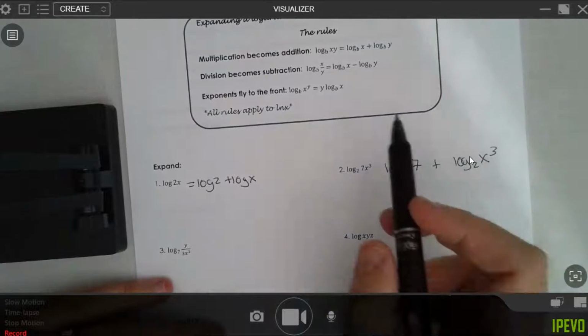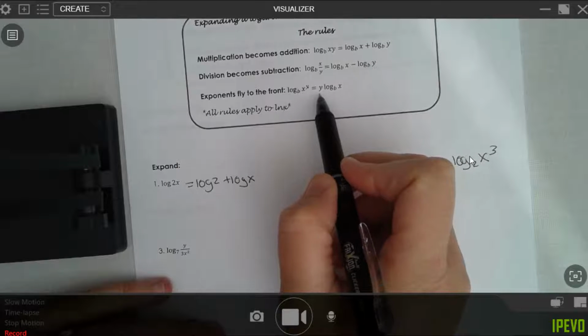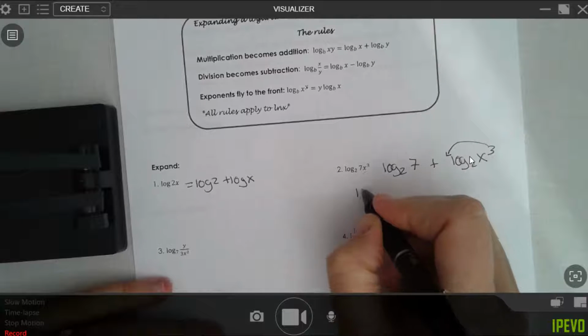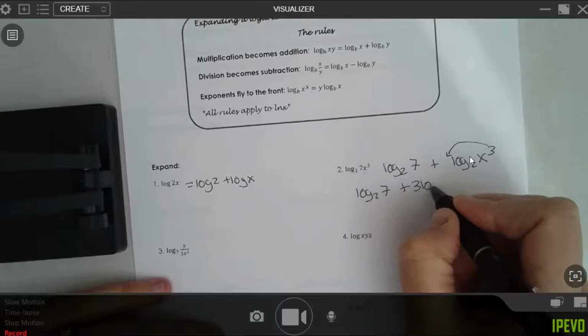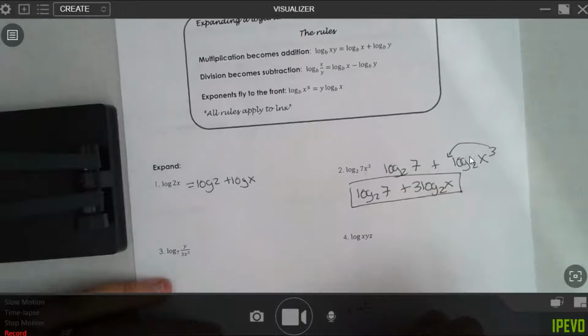Now I need to use rule 3 that says if I have an exponent, it comes out in front. So exponent comes out in front. So this 3 needs to come out in front. So really, we have log base 2 of 7 plus 3 log base 2 of x. And that would be all the way expanded out.